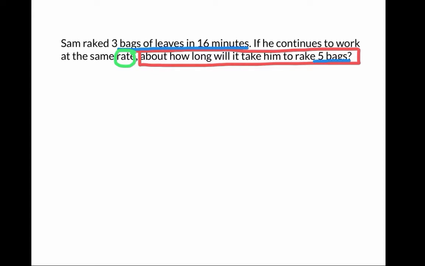So let's actually set up our proportion with our labels. So we have 3 bags, and I'm going to write bags there. We have 3 bags of leaves in 16, and I'm going to write minutes. And now remember, proportions involve ratios, and a proportion is set up appropriately when our labels are set up appropriately as well. That means we would have like labels across from each other. So I have my first ratio, 3 bags of leaves for every 16 minutes.